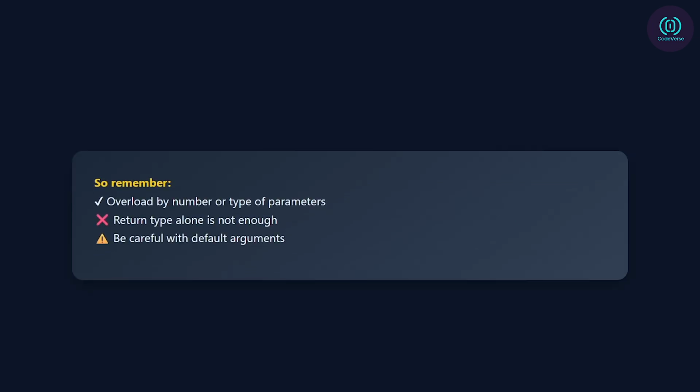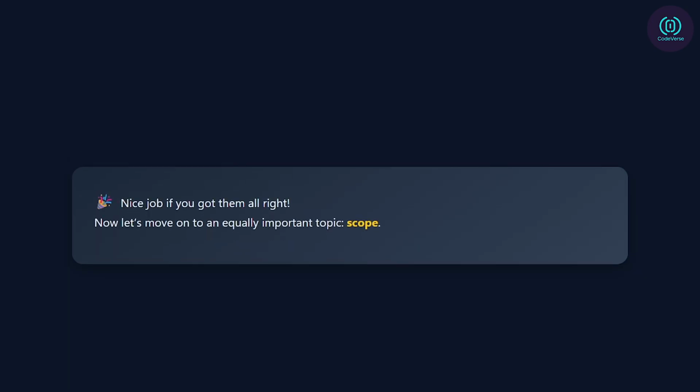So remember, overloading works when functions differ in type or number of parameters, but it fails when differences are only in return type or default values create confusion. Nice job if you got them all right. Now let's move on to an equally important topic: scope.